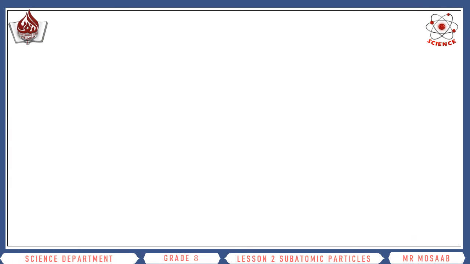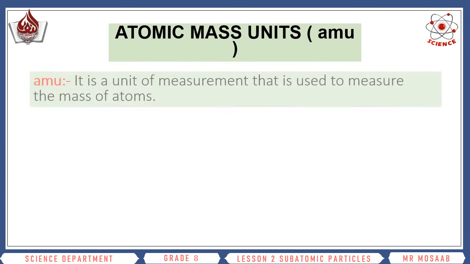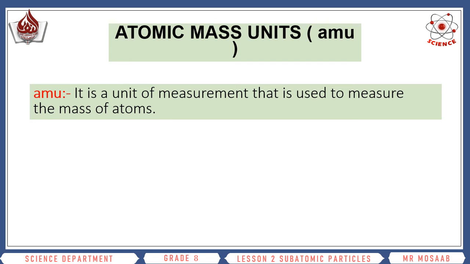Now we have the meaning of atomic mass unit. What is the meaning of atomic mass unit? AMU, it is a unit of measurement that is used to measure the mass of the atom.